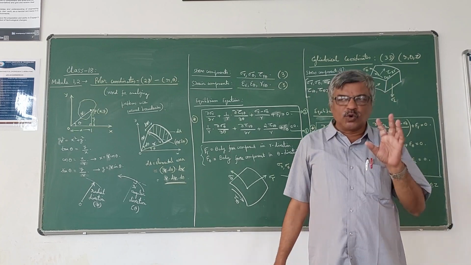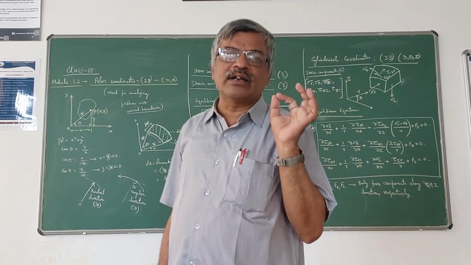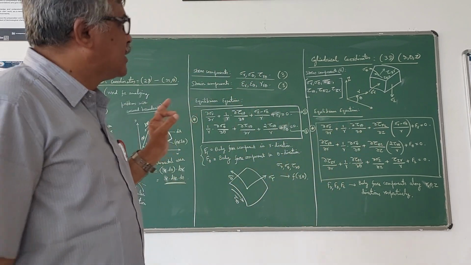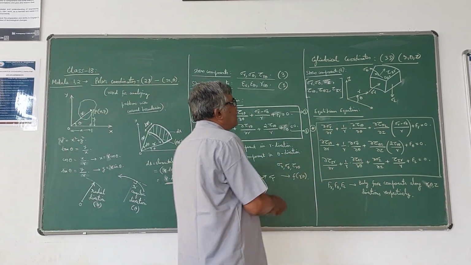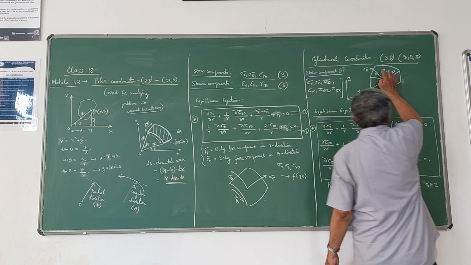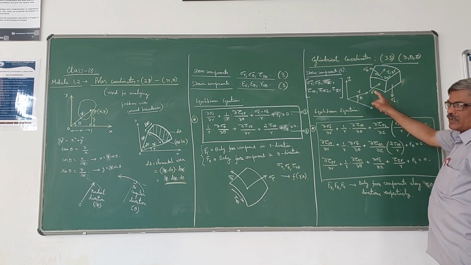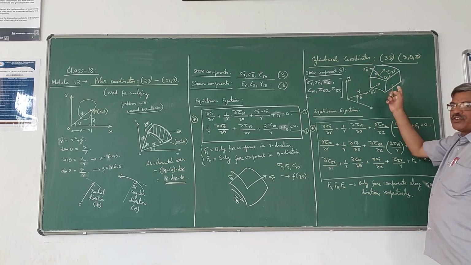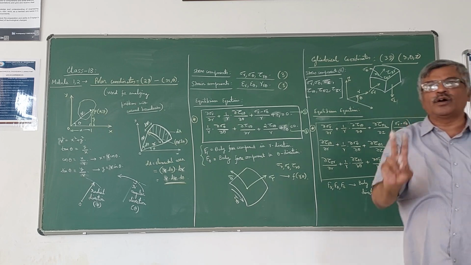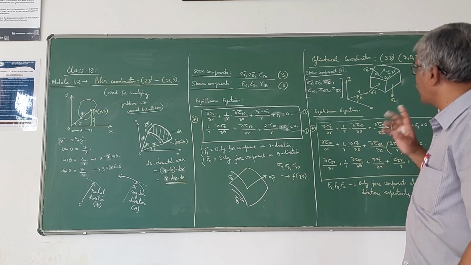That means two are linear and one is angular. r and z are linear coordinates, and theta is the angular coordinate. So the element will be taken like this. Please see here. This is a three-dimensional element, which is defined with two linear dimensions and one angular dimension.